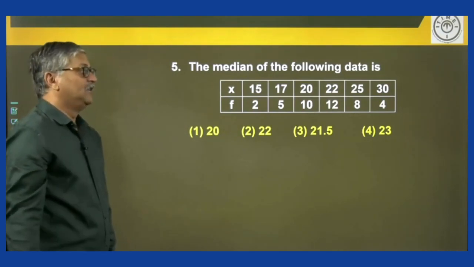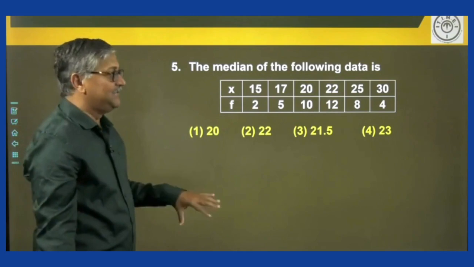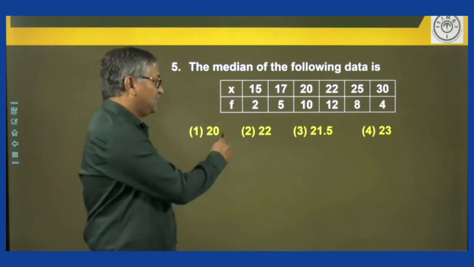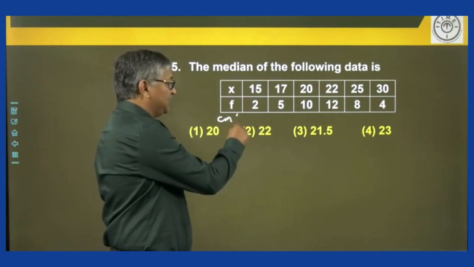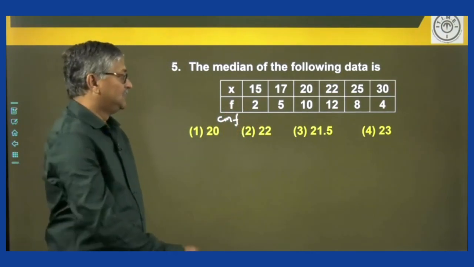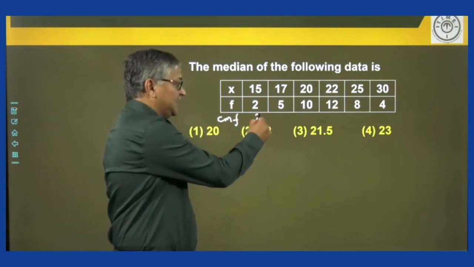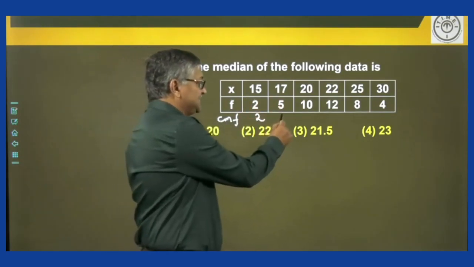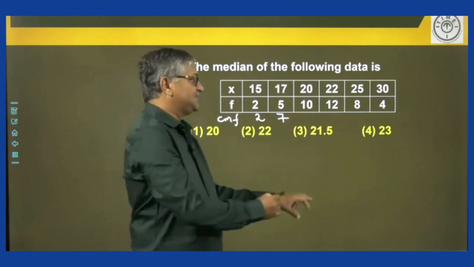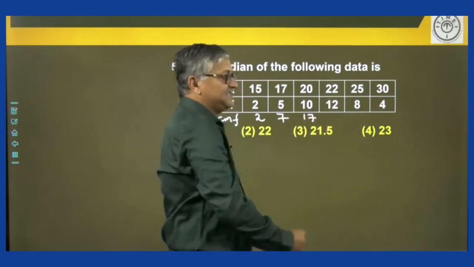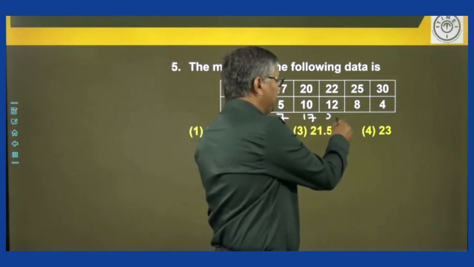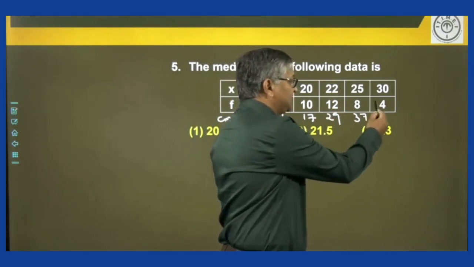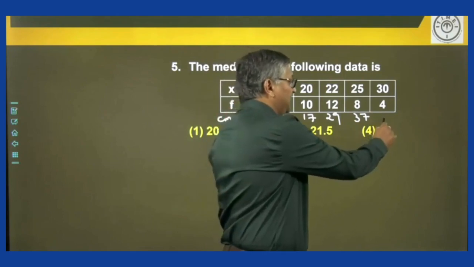So how can we calculate the median, the middle of the observations, that is half of the observations? First we have to calculate the cumulative frequency. What is the cumulative frequency? Here 2 as it is, 2. Now the next one is 2 plus 5, this is 7. Next 7 plus 10, 17. 17 plus 12 is 29. 29 plus 8 is 37. And 37 plus 4 is 41.